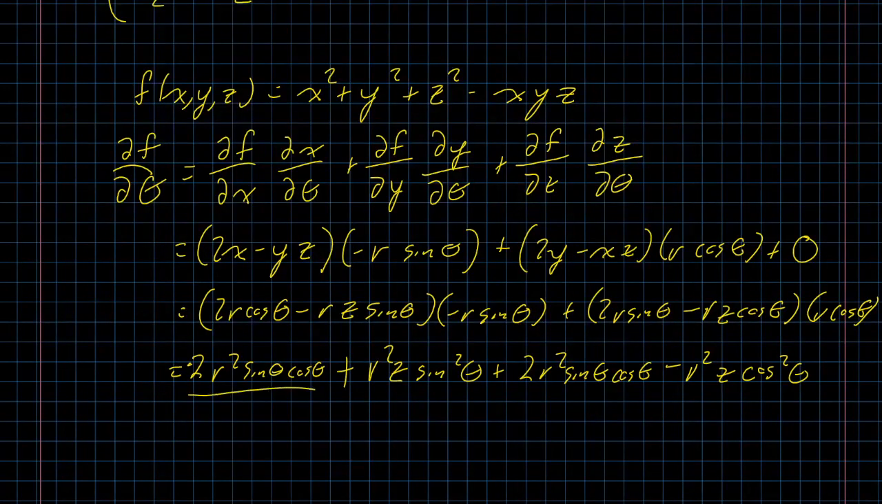Notice here we have a minus 2r squared sine cosine. We have a plus 2r squared sine cosine. Those things cancel each other out. And we're left with r squared z sine squared theta minus r squared z cosine squared theta. All right. So sine squared and cosine squared, but unfortunately it's subtraction instead of addition. We could simplify this so that theta appears only once. We could factor out the r squared z. I don't know that those things make it any better or not, so I'm not going to bother with it, but that is a thing we could do if we so desired.